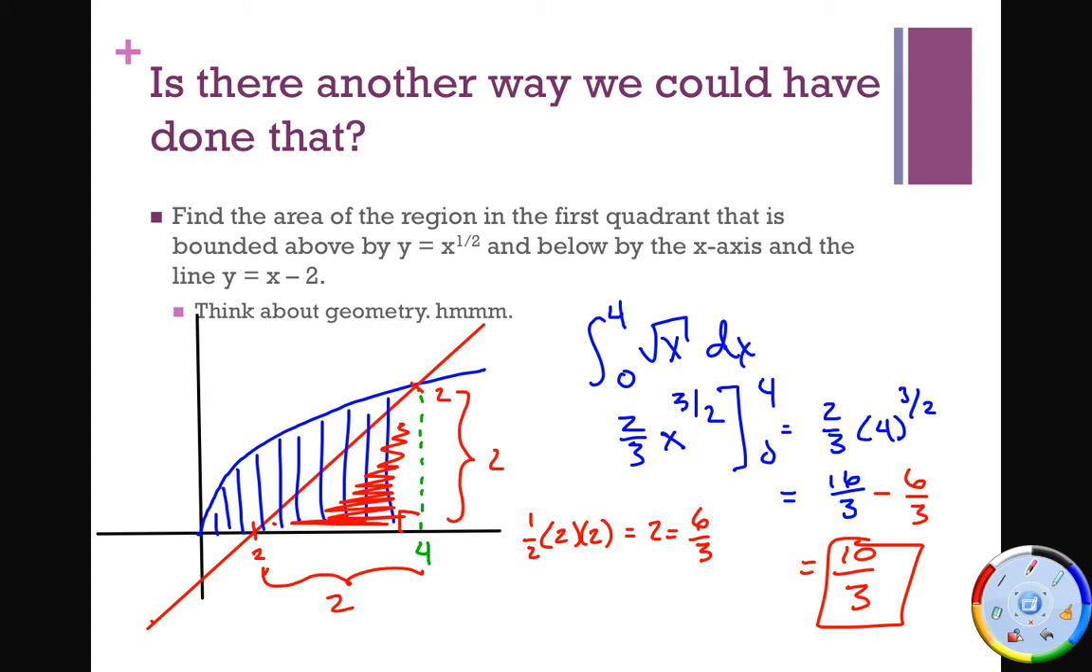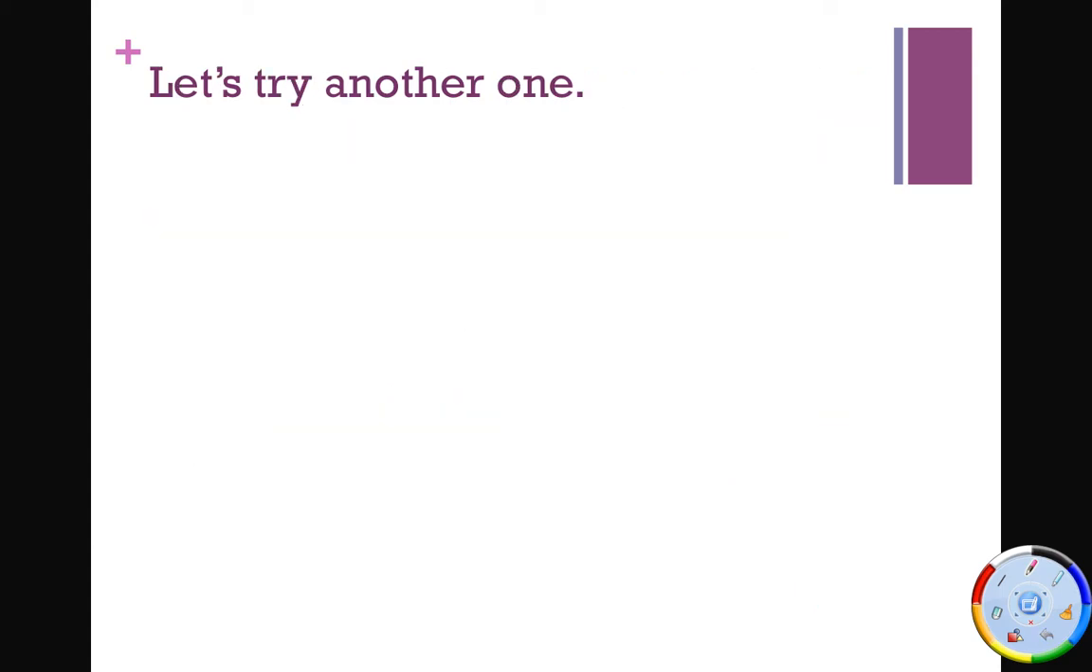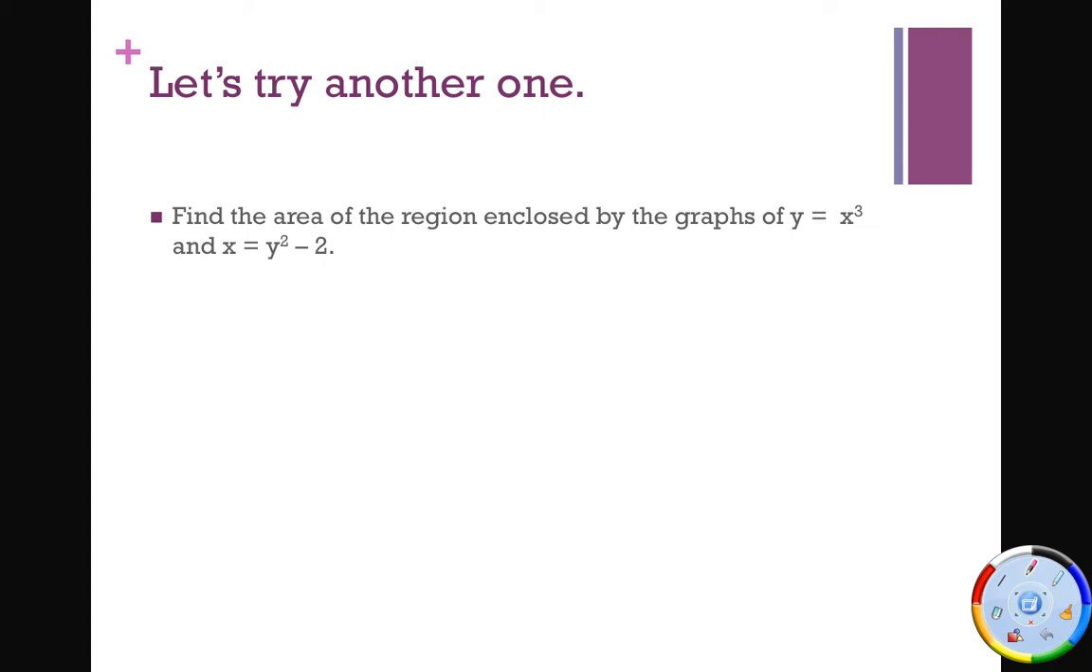Just bear with me, it's not the same problem. So this is going to be our last problem for this video. And what I want to find is the area of the region enclosed by the graphs of y equals x cubed and x equals y squared minus 2. So this kind of throws you for a loop.